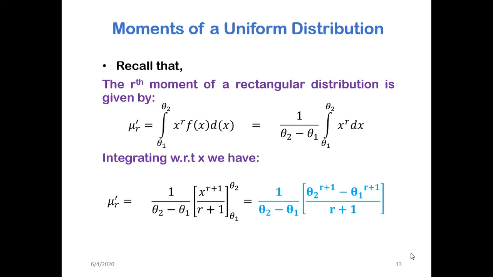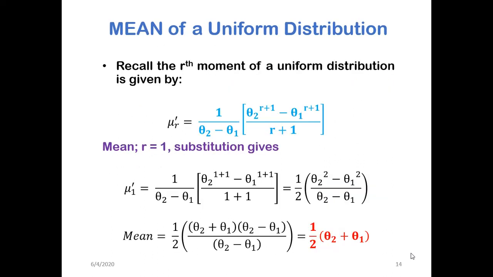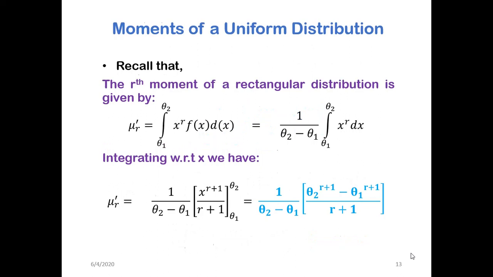Now, for instance, let us see how to come up with the mean and how to come up with the variance. If you refer back to your concept of mathematics or statistics, the mean is the first moment, meaning that r equals 1. From the previous slide, we have seen the rth moment equals 1 over θ2 minus θ1, then θ2 to the r plus 1 minus θ1 to the r plus 1, over r plus 1. So the mean equals the first moment, meaning r equals 1. Whenever there is r, we put 1. Okay, let's go and see.